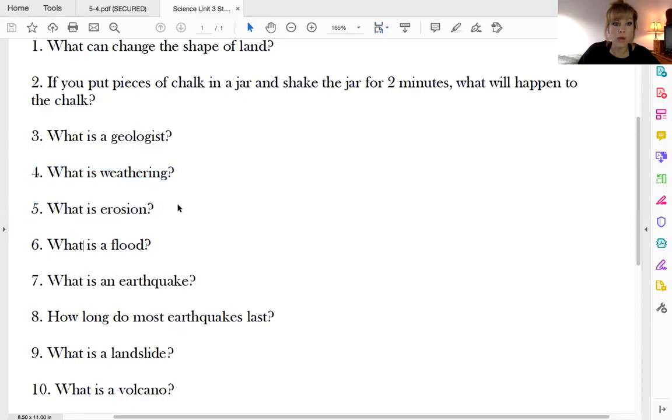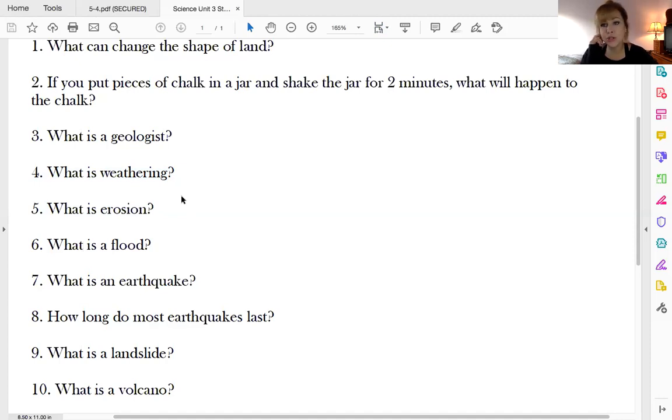Number 5 says, what is erosion? And I wrote, if I looked in the book too, when wind or water carry rocks and soil to a new place, that's called erosion. It's also changes to land.